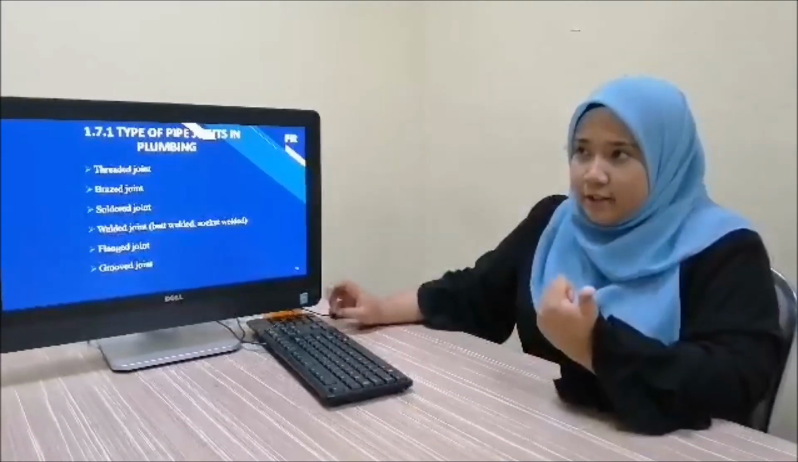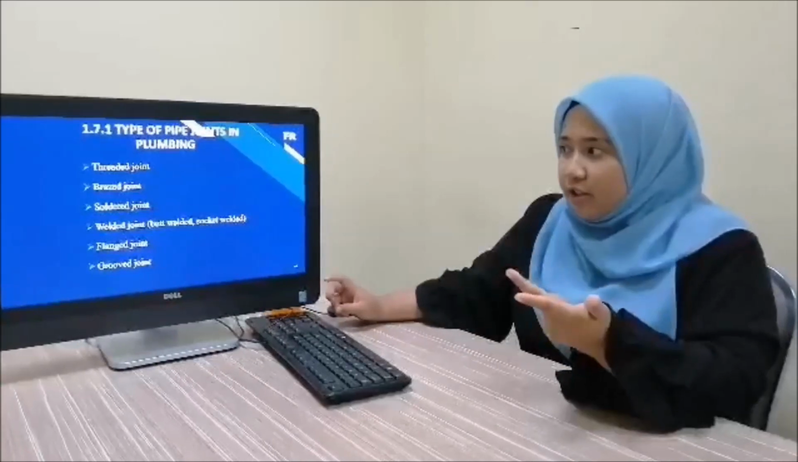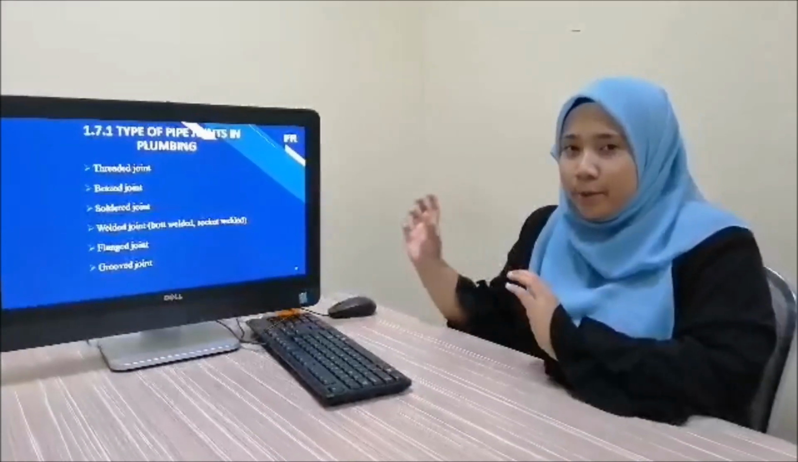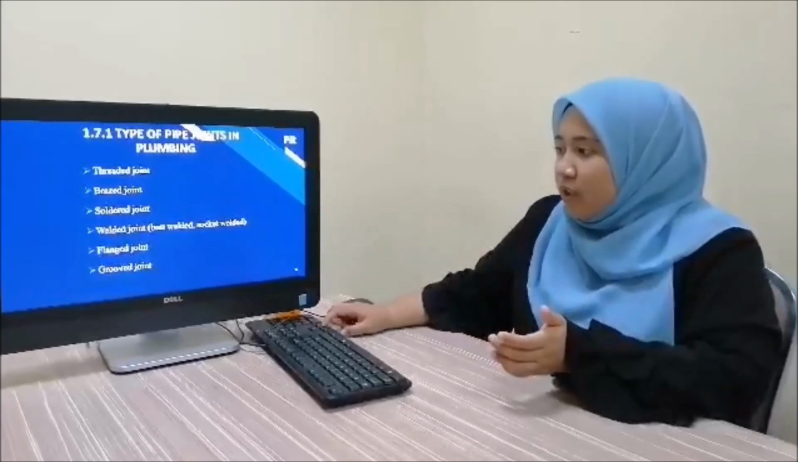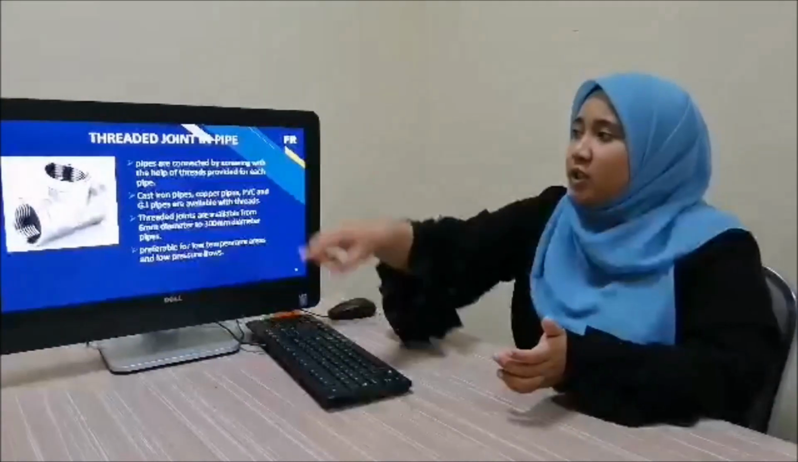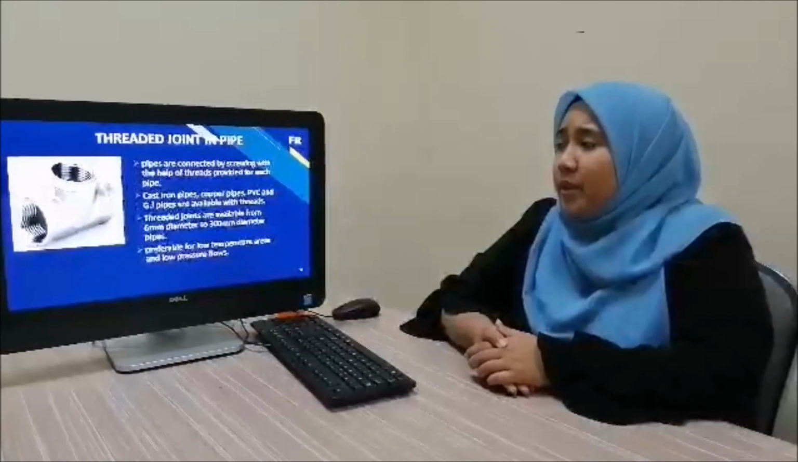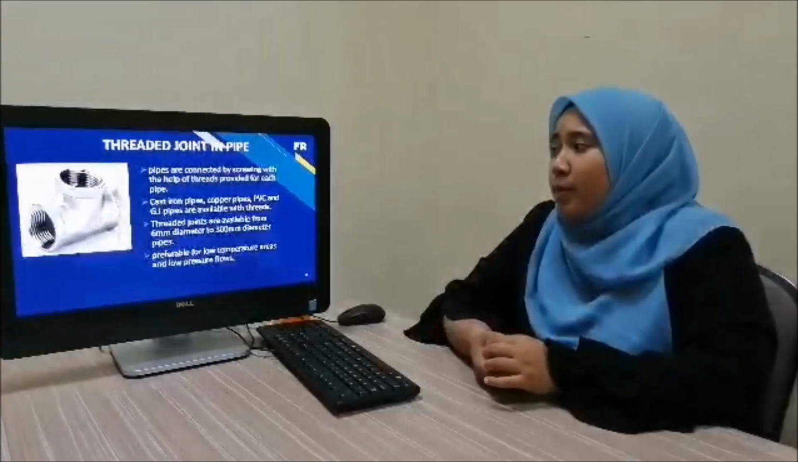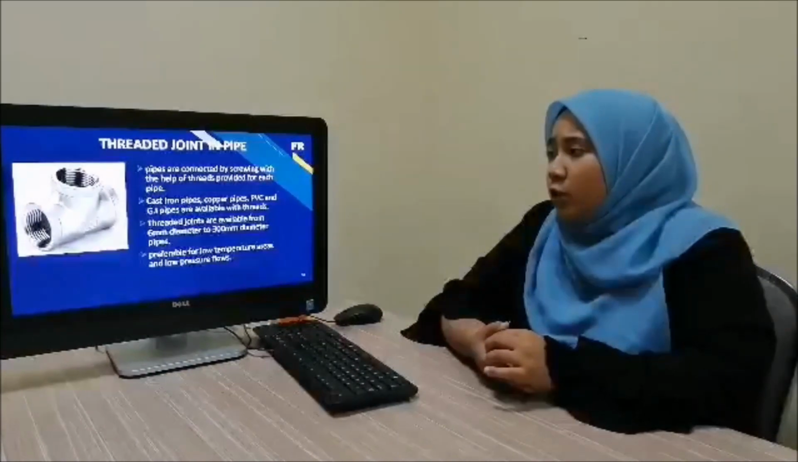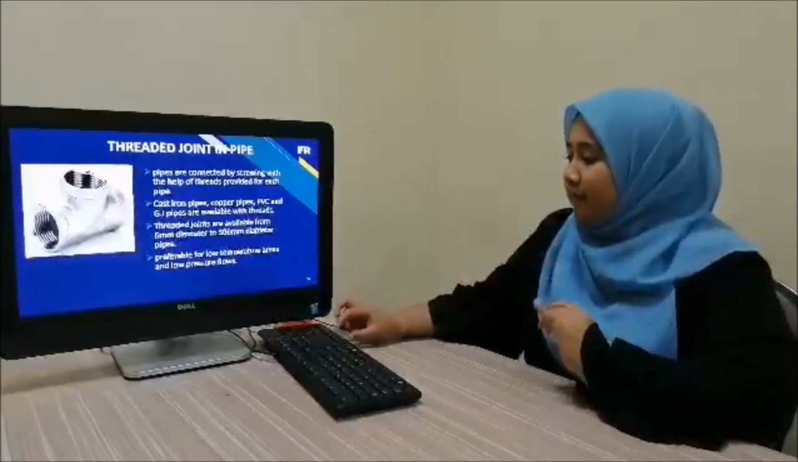The first one is threaded joint, then brazed joint, soldered joint, welded joint, butt welded, socket weld, flanged joint, and the last one is grooved joint. This picture shows the threaded joint in pipe. Pipes are connected by screwing with the help of threads provided on each pipe. Cast iron pipe, copper pipe, PVC, and GI pipe are available in this type. Threaded joints are available from 6 mm diameter to 300 mm diameter pipe. Preferable for low temperature areas and low pressure flow only.